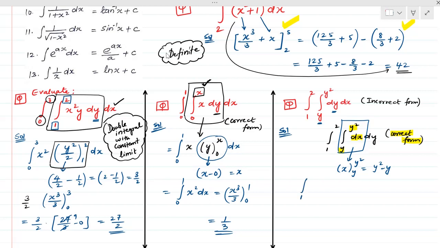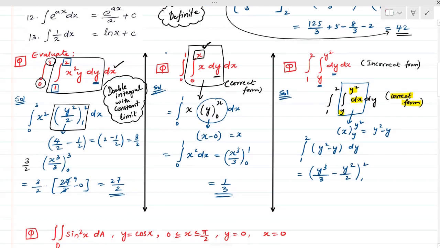So just substitute in the rule. It is integral 1 to 2, y square minus y into dy. Now the integration of this one is y power 3 over 3 minus y power 2 over 2. The limit 1 to 2. Now apply the upper limit. It becomes 8 over 3 minus 4 over 2, and then minus 1 over 3 minus 1 over 2.